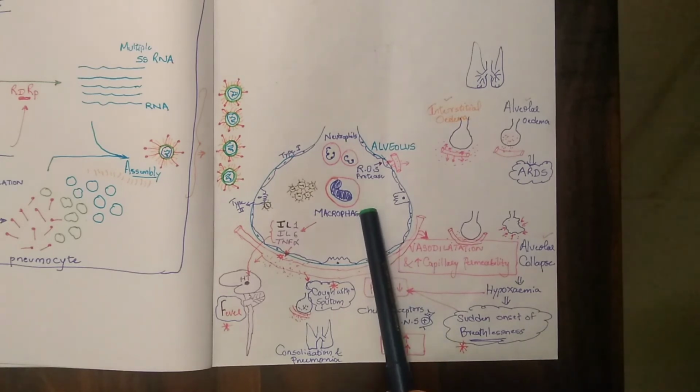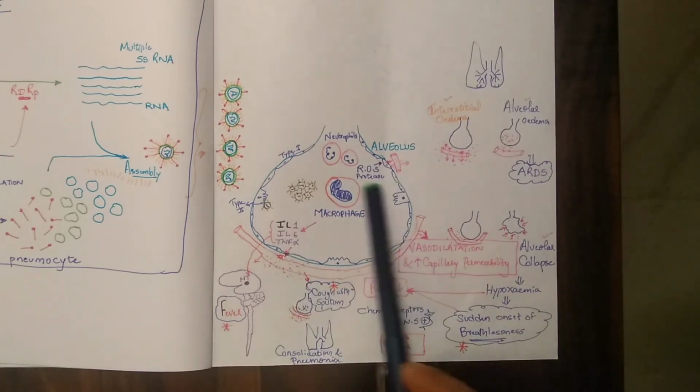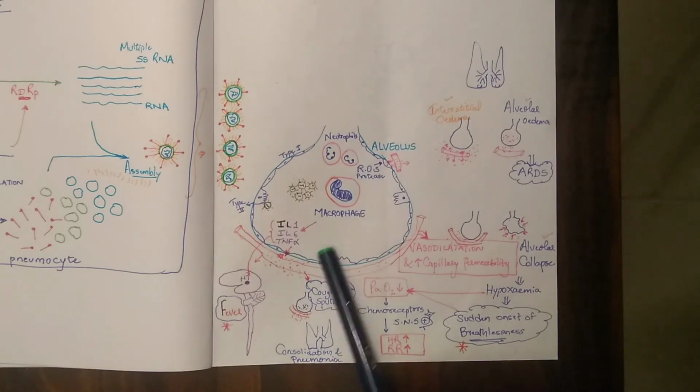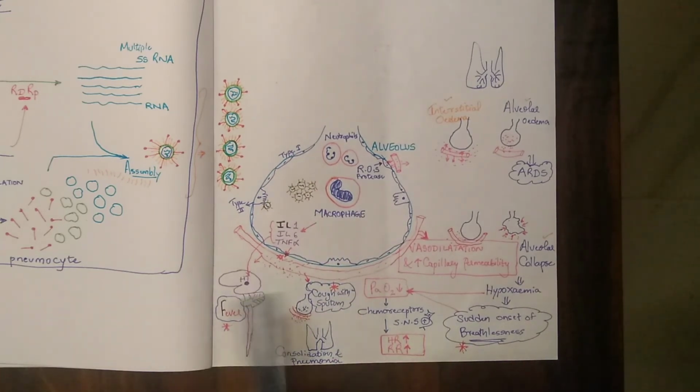But what happens if all these inflammatory mediators, inflammatory cells and viral particles, everything accumulates, and the body is not able to eliminate them? At that time the lung, which is a spongy structure, will now become hard and solid like liver. So the process is called consolidation. Ultimately the patient succumbs to pneumonia. So that is the consequence of this.